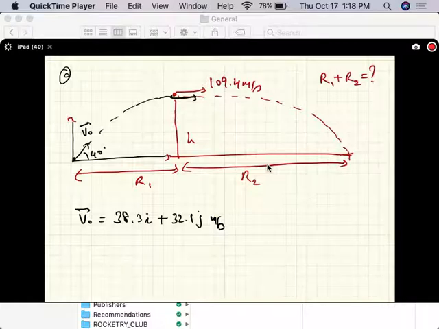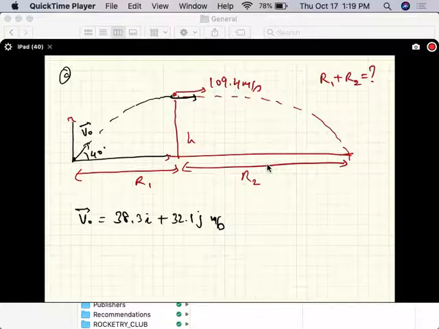Now, you can get the time of flight, well, actually, you will not need to calculate this. So I'm going to say this. The time of flight, the time it takes for this guy to get to the top, is equal to the time it takes for this guy to fall down. Did you guys understand that? The time it takes for this guy to get up there is how long it takes for his y component of the velocity to come to 0.